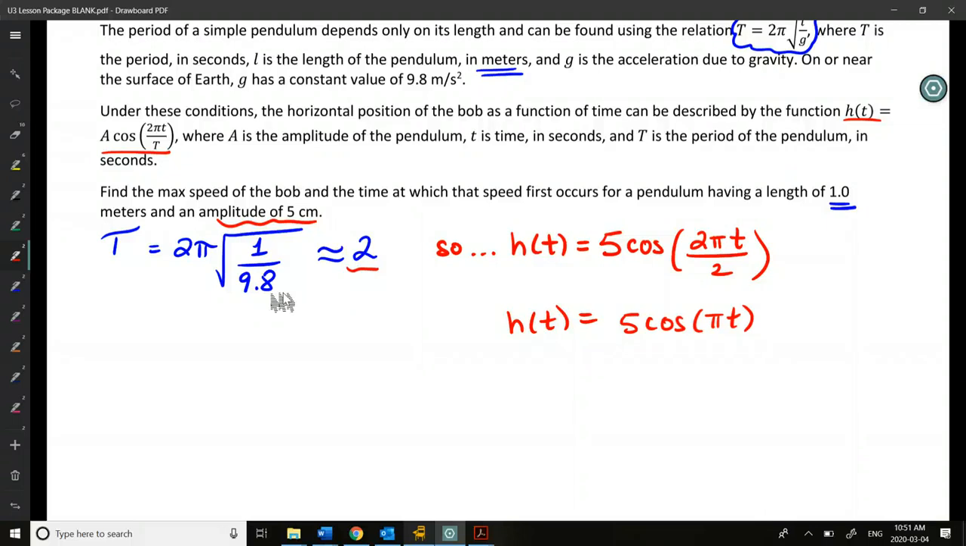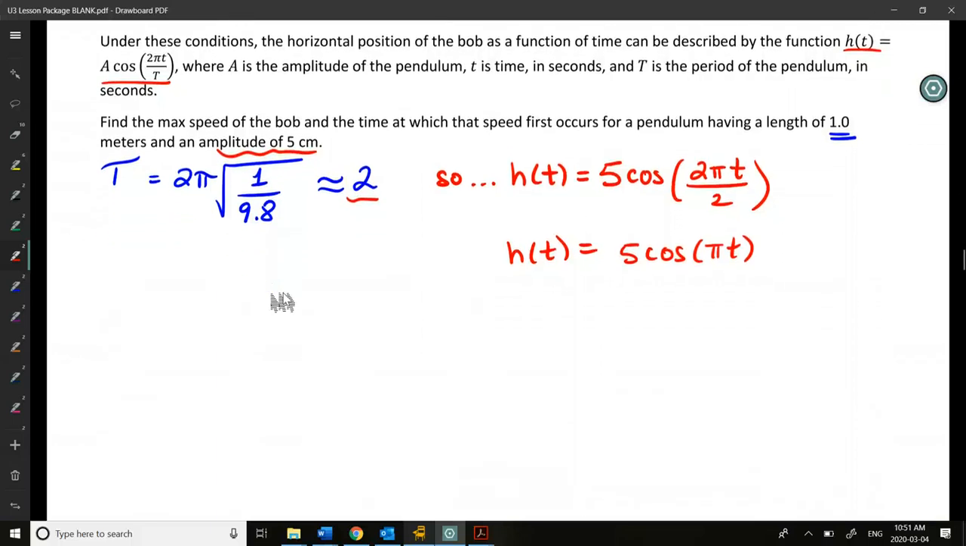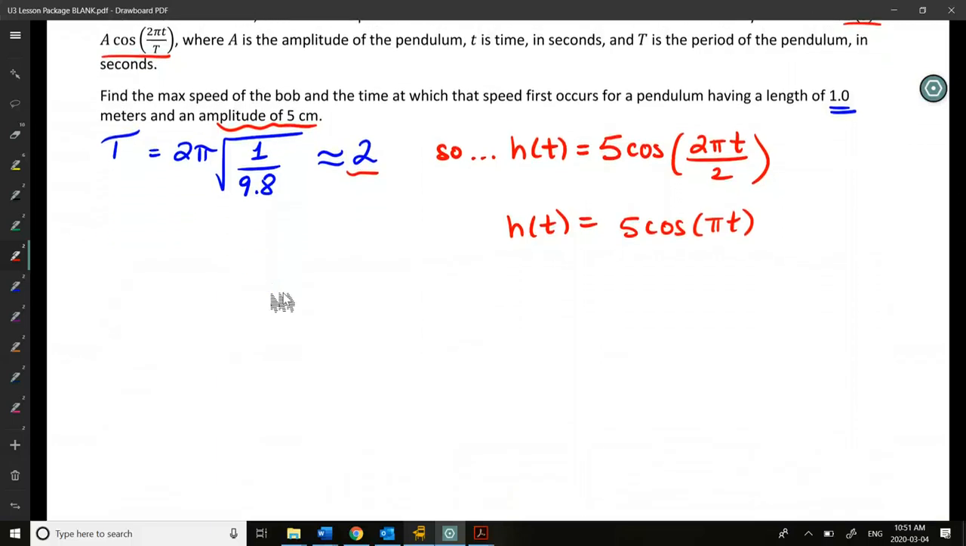Okay, so find the max speed of the bob and the time at which it first occurs for a pendulum having length of 1 meter. Okay. So I'm going to show you guys a calculus method here, and then we're going to talk about how we can use some of our advanced functions knowledge as well to do some of these questions.